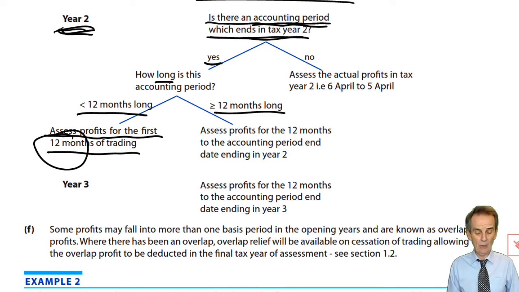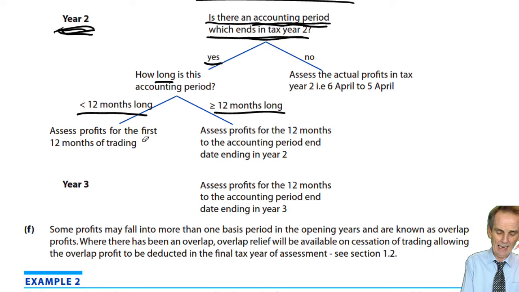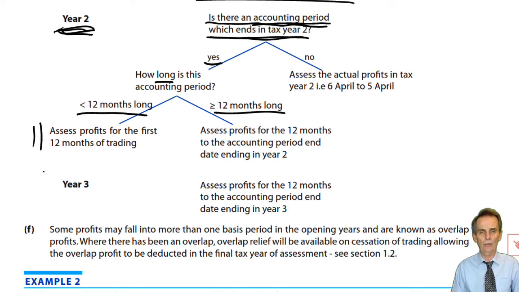If the period here is a short period, less than 12 months, like my 1st of January to 30th of June, a 6-month period, then what is the basis of assessment to use? As we see here, the profits of the first 12 months of trading. Start date to a date 12 months later. If, on the other hand, you have a long opening period, i.e. more than 12 months, then you're still going to assess 12 months of profit.